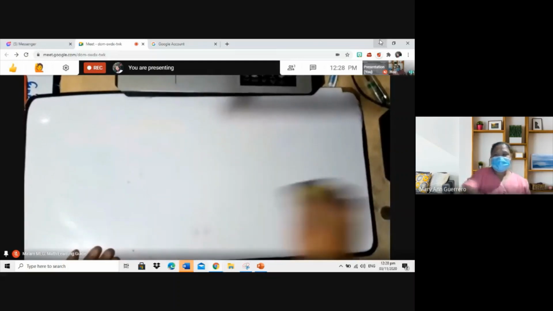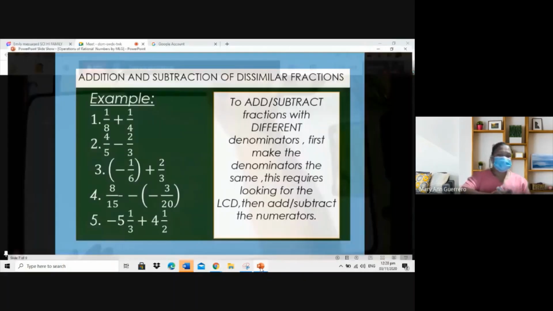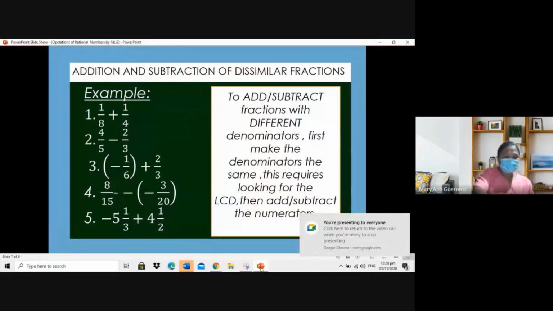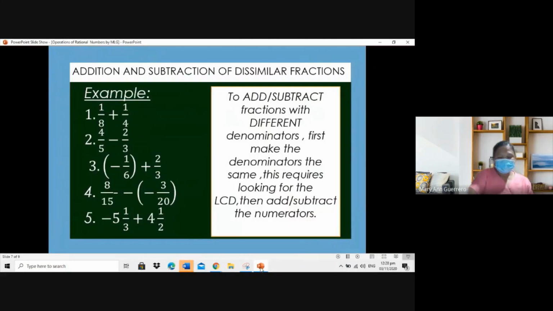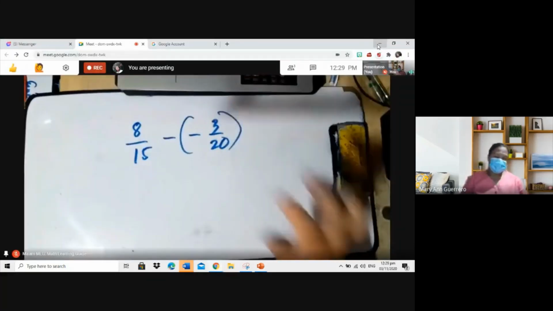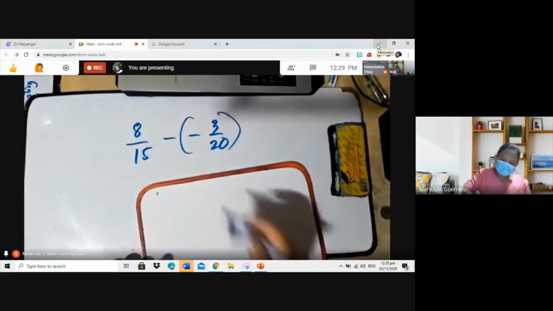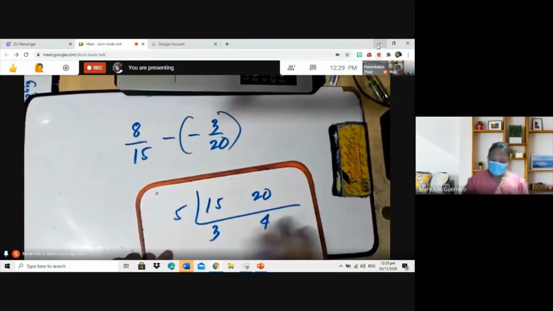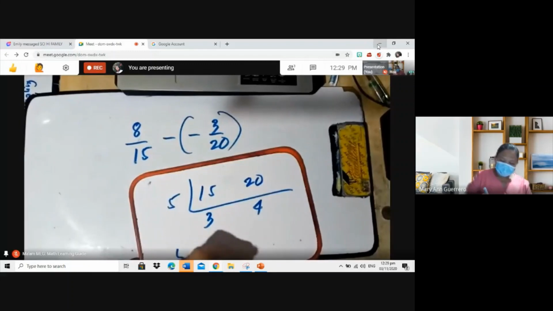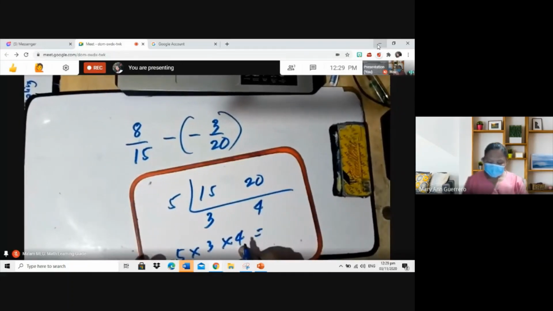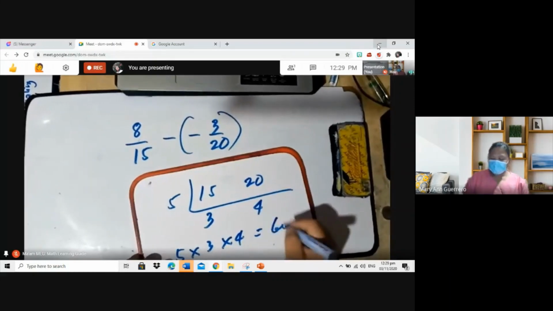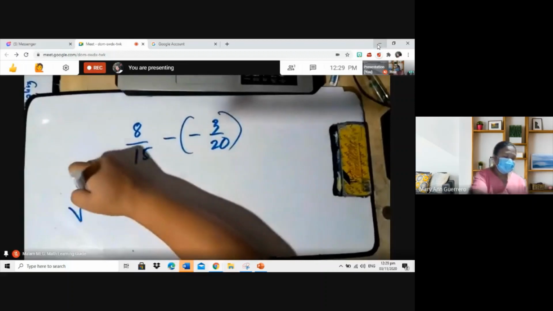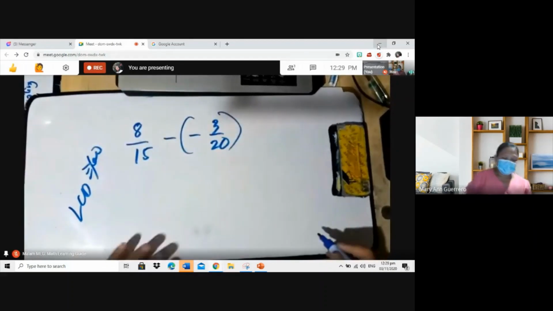Okay, let us proceed to the next example. That is 8 over 15 minus negative 3 over 20. Again, first make the denominators the same. So let us get the LCD of 15 and 20. 15 and 20 are divisible by 5, giving 3 and 4. No common factor na. So we can now multiply 5, 3, and 4. So that is 5 times 4, 20 times 3 is 60. So the LCD is 60.